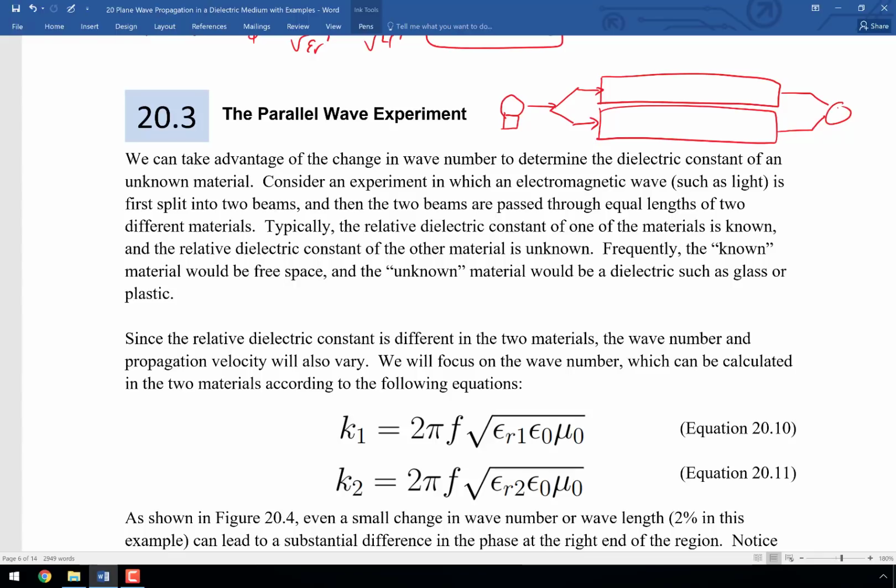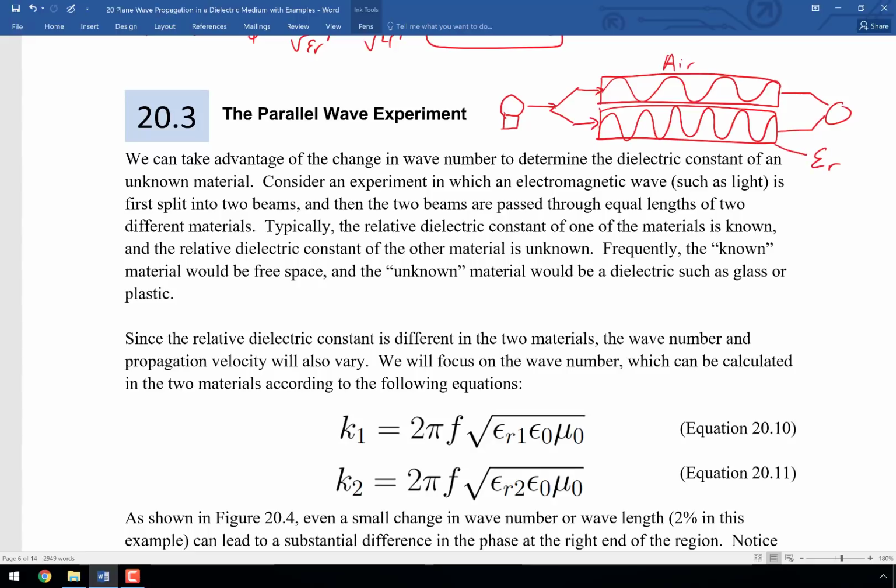So the question is, what would happen as the wave is progressing through those two regions? We understand that if, let's say, this one is air, it's going to propagate through air just as we would expect. And then if it's passing through another material that is not air, we know that the waves are going to become compressed by the dielectric material. And I'm going to exaggerate that here by showing that the wave is changing much more quickly. And what we're going to find then is that the phase difference at the output can be used to determine the epsilon r of the unknown material.